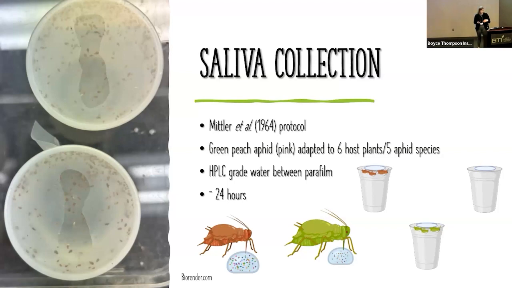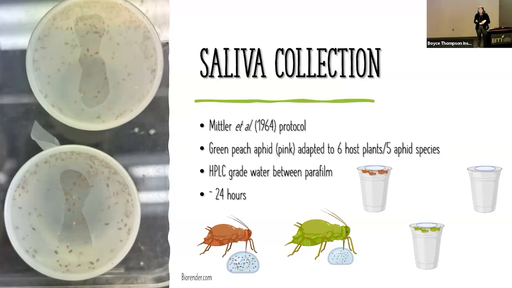How you make a saliva collection cup is you put the aphids, roughly the same amount for each species or each host plant, in the cup, and you sandwich 100 microliters of HPLC grade water between 2 layers of parafilm. That creates kind of like a pseudo phloem for the aphid to be able to stick their stylet up through and suck out the water and hopefully spit back into it.